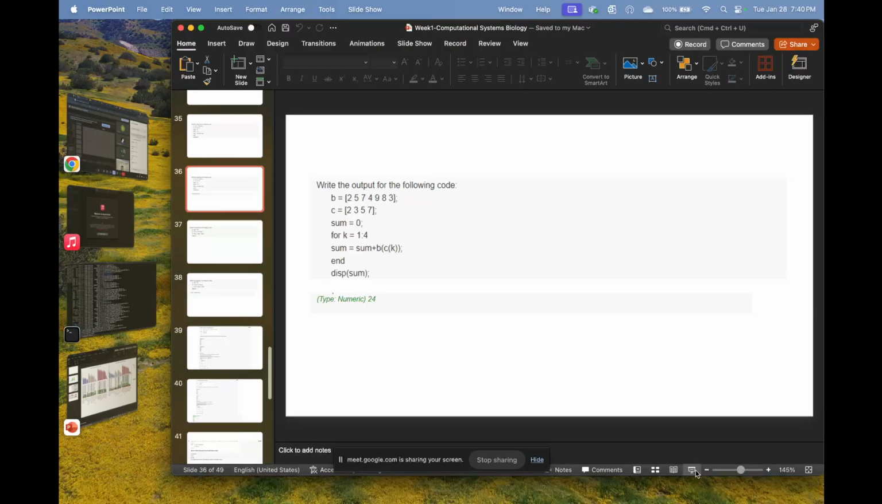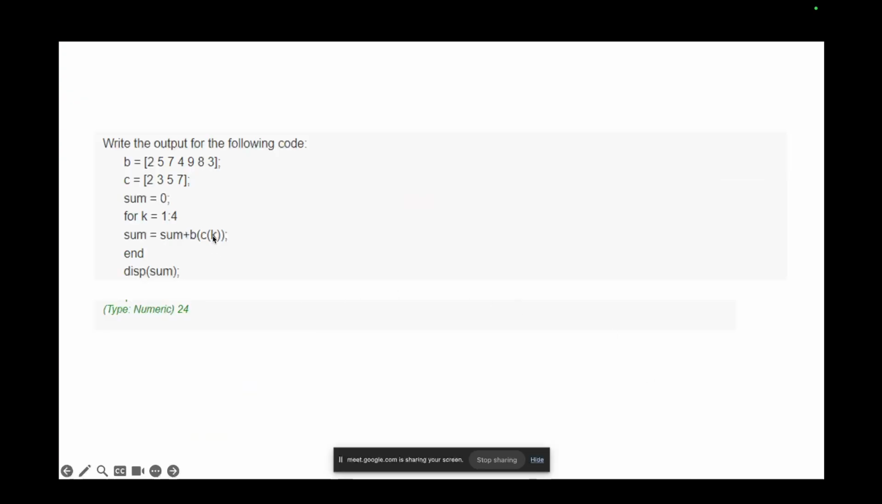Sorry. The answer is 24. So basically, when you are taking this loop, it becomes sum equal to sum plus b of 2 plus b of 3 plus b of 5 and b of 7. Because c of 1 is 2, c of 2 is 3, c of 3 is 5, and c of 4 is 7. So you take the second, third, fifth, and the seventh element of the B array, and then you add them up. It's 24.